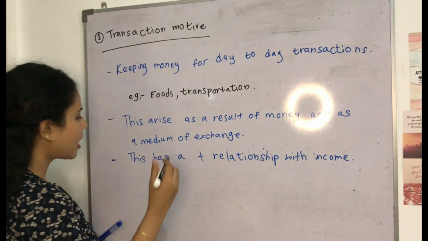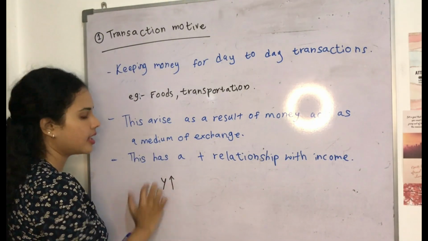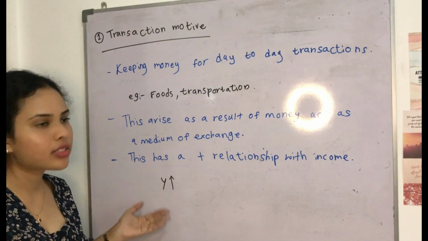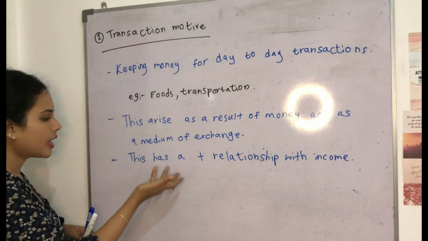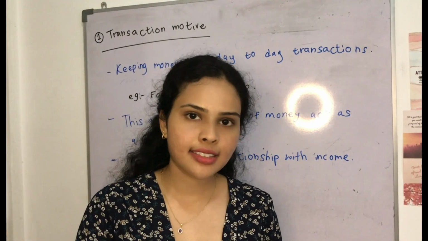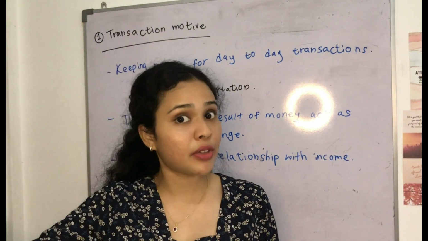When our income increases, in economics we represent income by capital Y. I know most probably you could have learned about this before. So when income increases, what happens? When income increases, we keep more money for day-to-day transactions than we kept before.